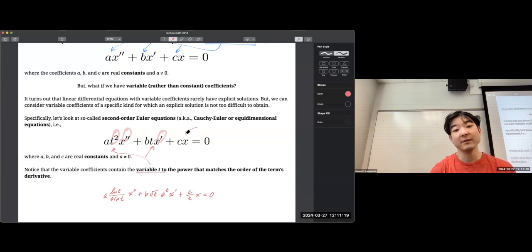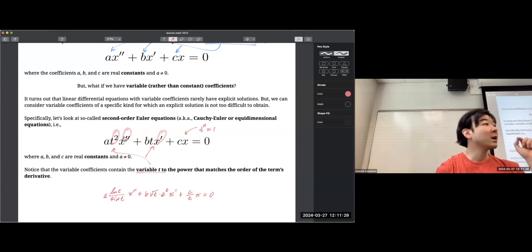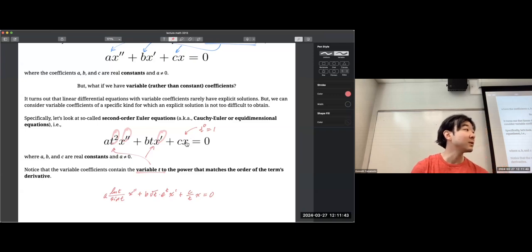So then I guess you could think of it as there's a t raised to the 0, which is equal to 1. So you don't have to write that. So what we're doing here is we're introducing t to the power that's equivalent to the derivative of that term. So this is an x double prime, we put a t squared. This is an x prime, we put a t to the 1. And this is an x without any derivative, so we put t to the 0.